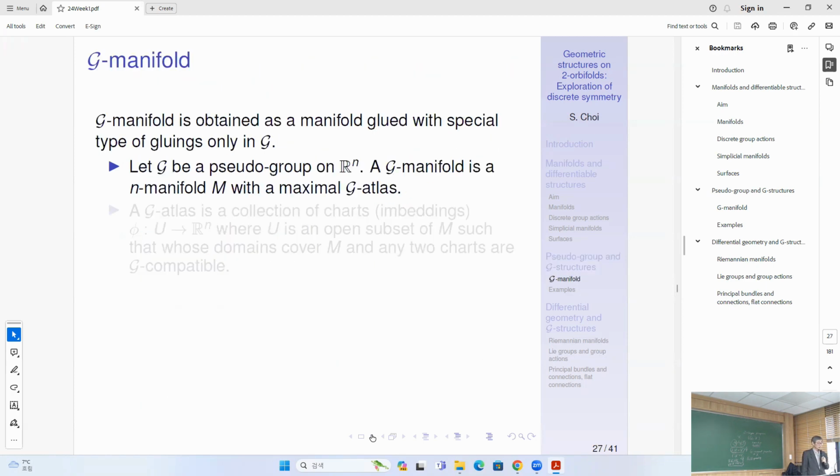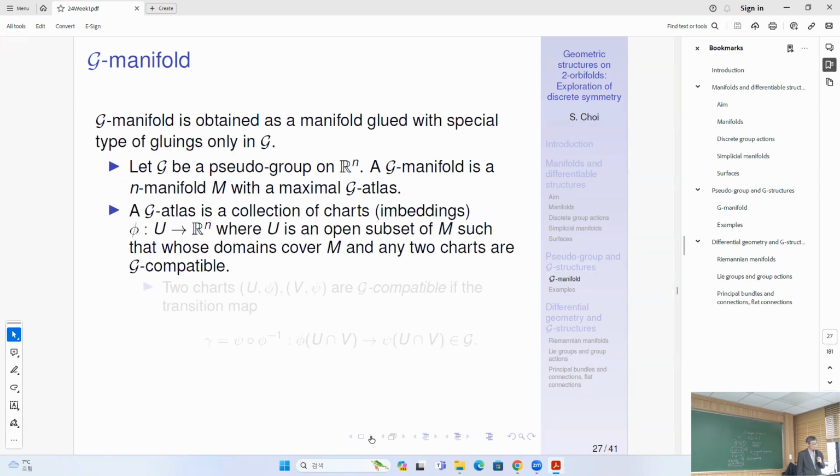Okay, and then the G manifold. So a G manifold is obtained as a manifold glued with special types of gluings only. Let G be some pseudo group on Rn. Of course, I said Rn, but it could be another manifold X. A G manifold is an n-manifold with a maximal G atlas. So what is a G atlas?